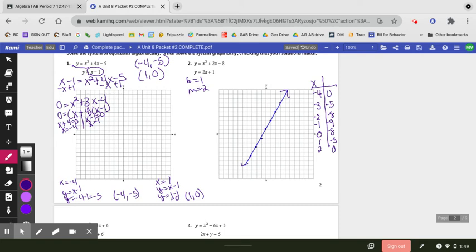Okay, so now I plot those points: (-4, 0), (-3, -5), (-2, -8), (-1, -9), (0, -8), (1, -5), (2, 0). And that's where I stopped in my table. But you can see I only found the one intersection.